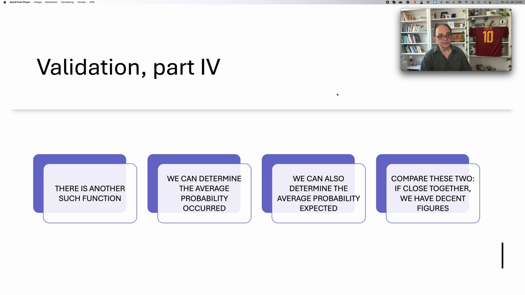The fourth part of the validation, there's another such function. We can determine the average probability occurred. We can also determine the average probability expected. That is a very unique function, but this more or less refers to how big favorites are there in this competition. It does not refer to home away or the home advantage. That's a different thing. But you have how big are the favorites, so to say, and how big did you expect them, and how did they perform, more or less. So you can compare these two values.